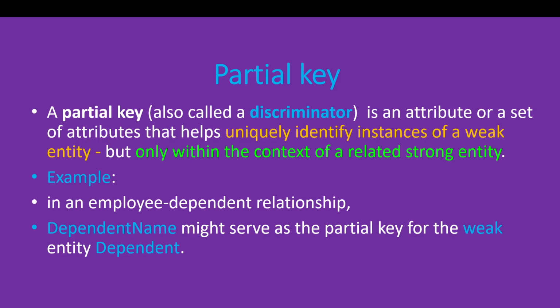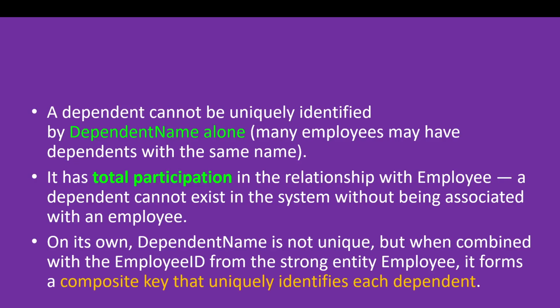So dependent name might serve as a partial key for the weak entity. A dependent cannot be uniquely identified by dependent name alone, as we discussed already. Many employees might have a dependent with the same name. Like in the example I gave, employee 1 has the same dependent name as employee 5. It has total participation in the relationship with the employee, because employee is a strong entity.